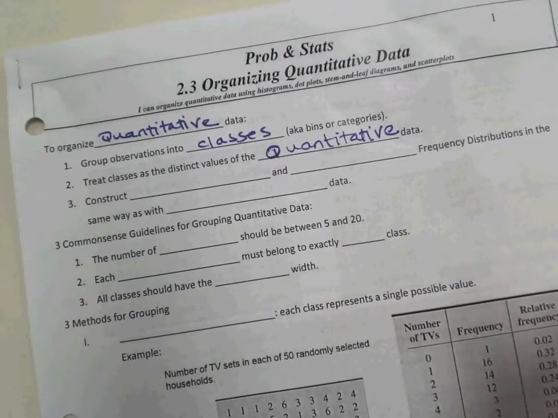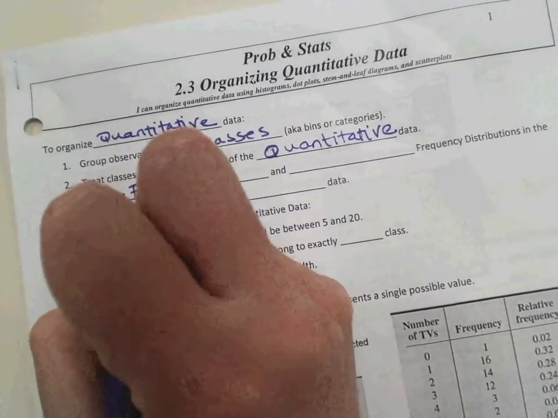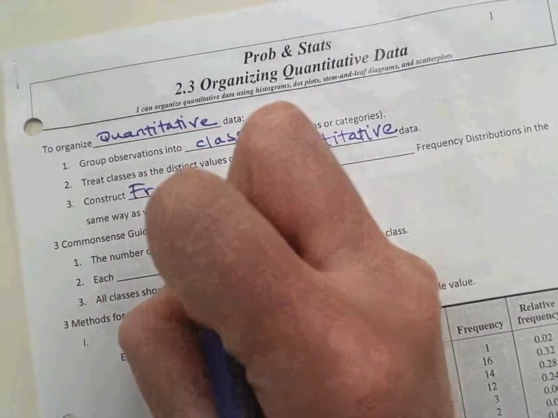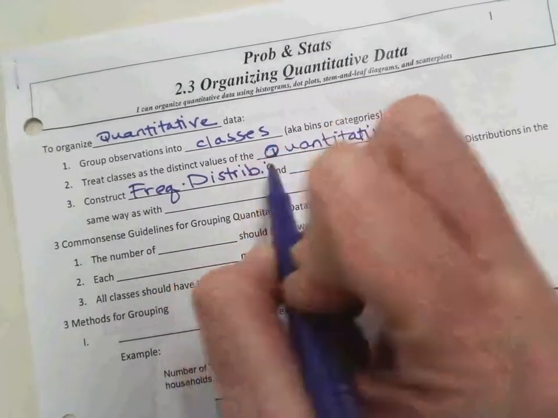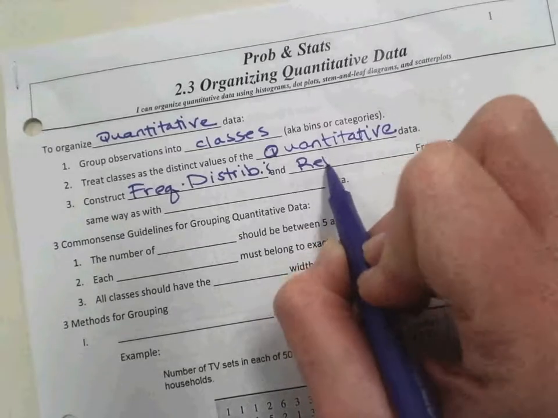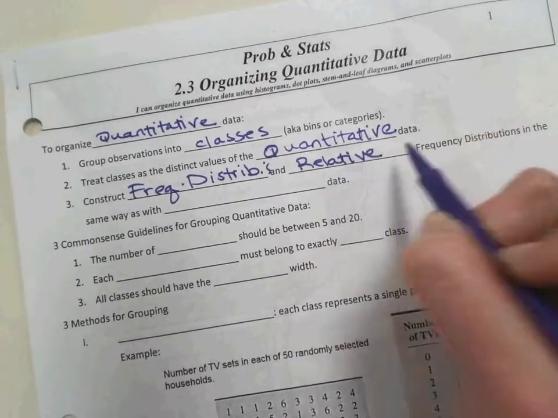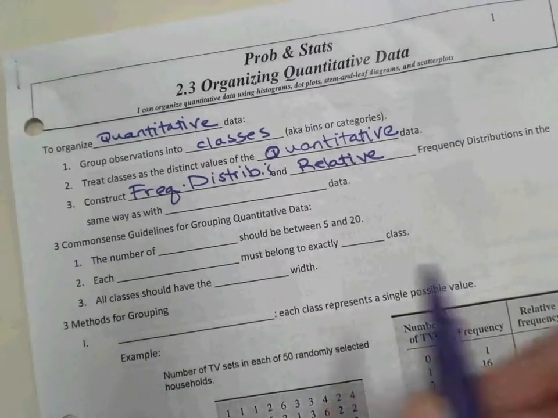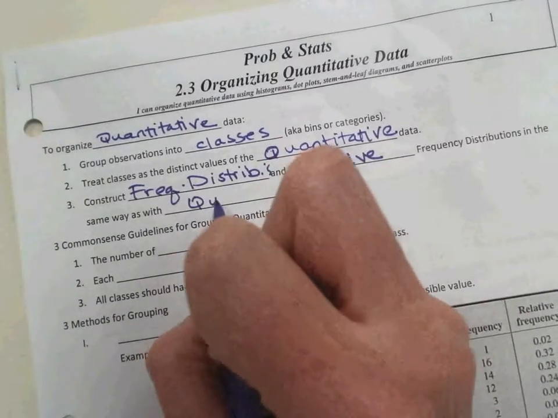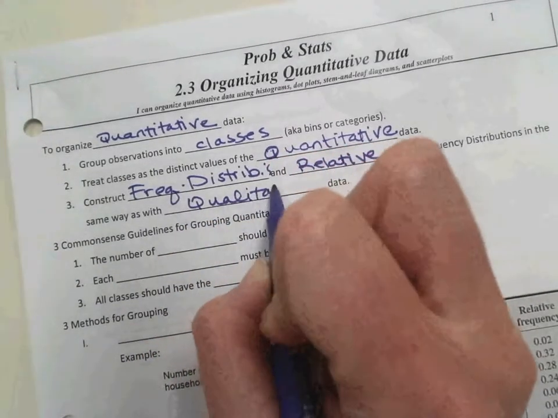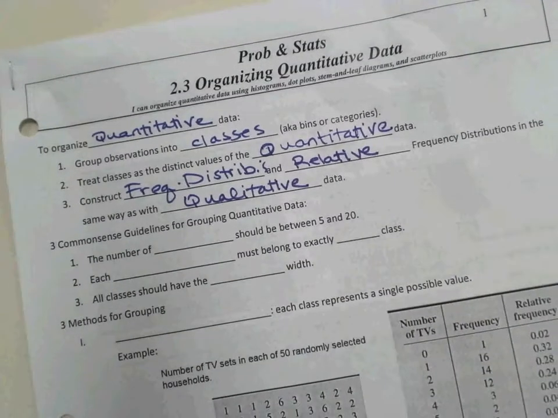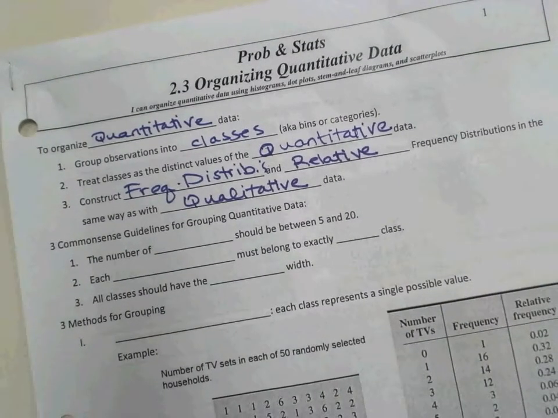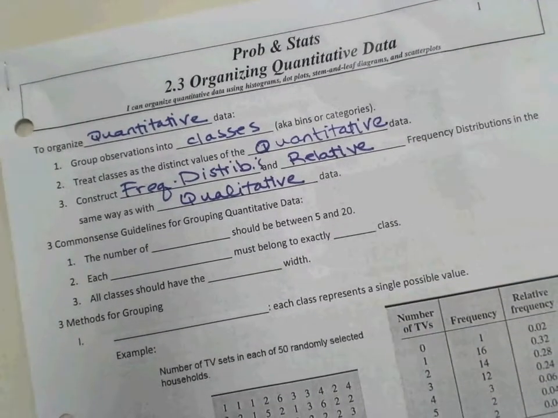Next, step 3. You construct frequency distributions, and there's not that much space, so I'm abbreviating. Frequency distributions and relative frequency distributions in the same way as with qualitative. Remember, that was our first step with qualitative data, constructing the frequency table, and then we got the relative frequency column.